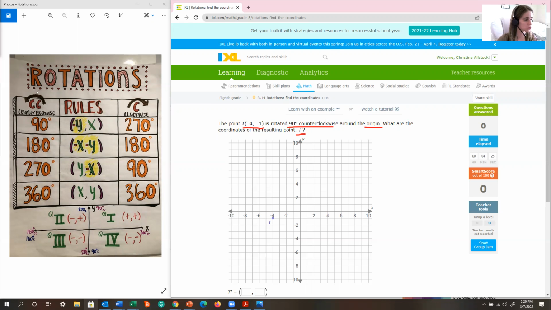I'm coming over to my chart here. And the left-hand column is our counterclockwise directions, 90 degrees. So this is going to be our rule. First off, I am going to write our pre-image coordinates, -4, -1. Then our rule, which is -y, x. We are now going to apply that rule.